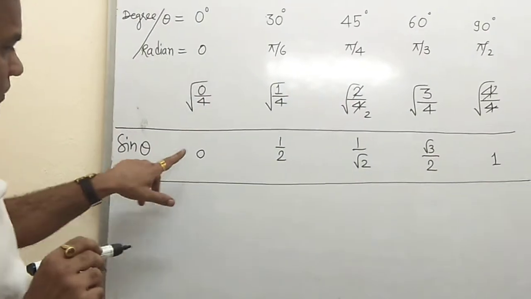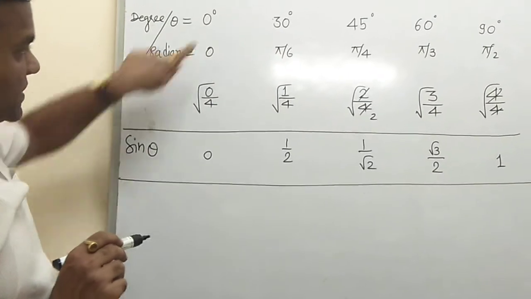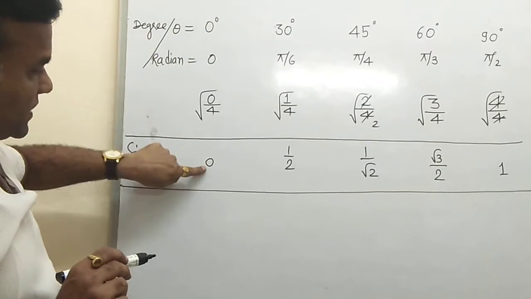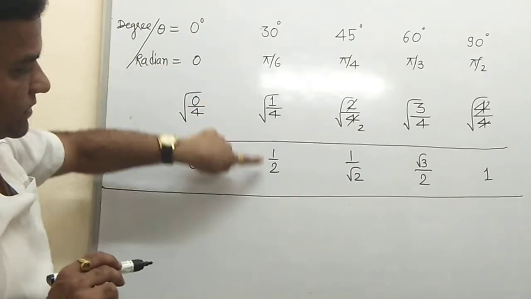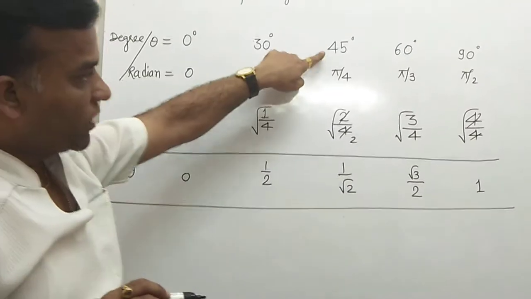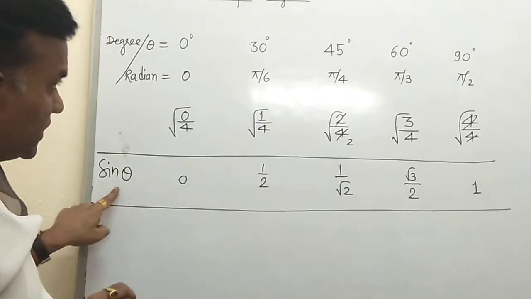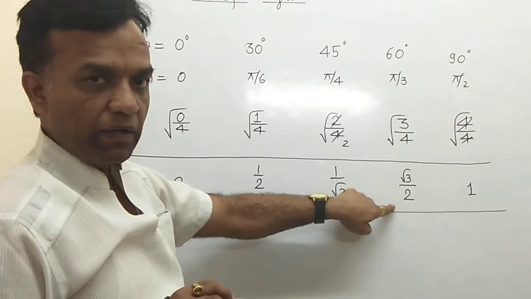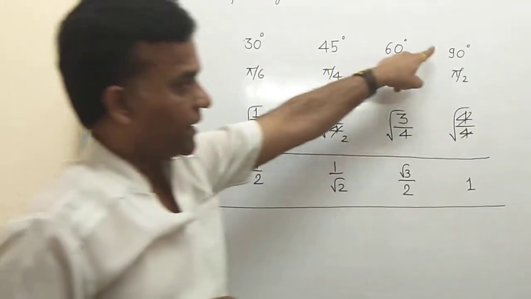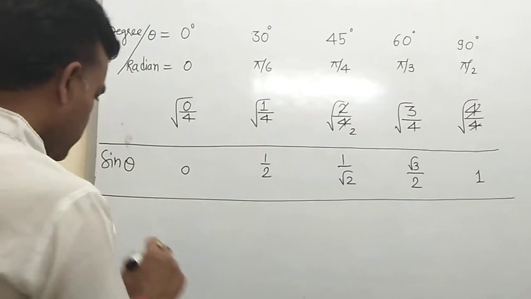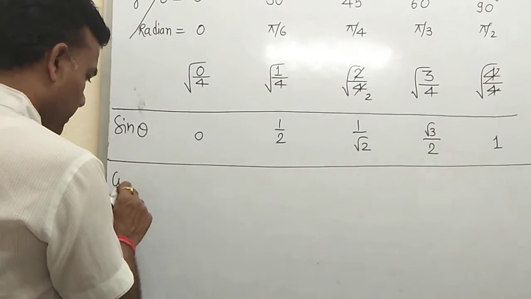Sine theta equal to sine theta, theta is here 0. So sine 0 is 0, sine 30 is 1 by 2, sine 45 is 1 by root 2, sine 60 is root 3 by 2 and sine 90 is 1. Okay, so next line we write down for cos theta.